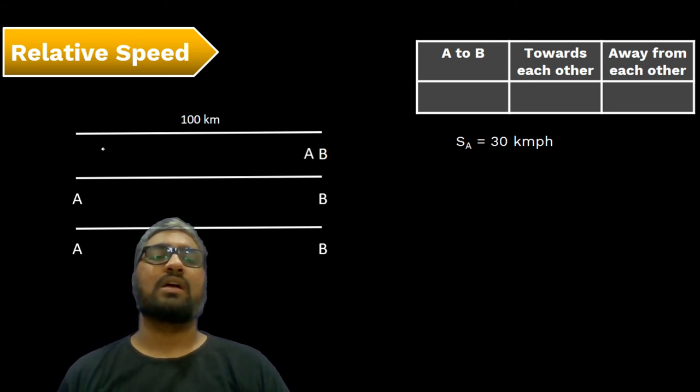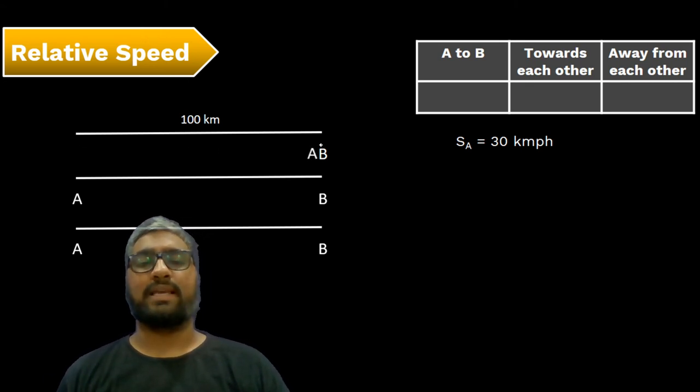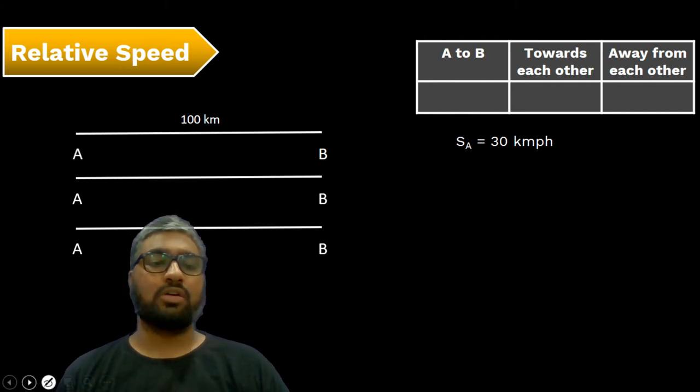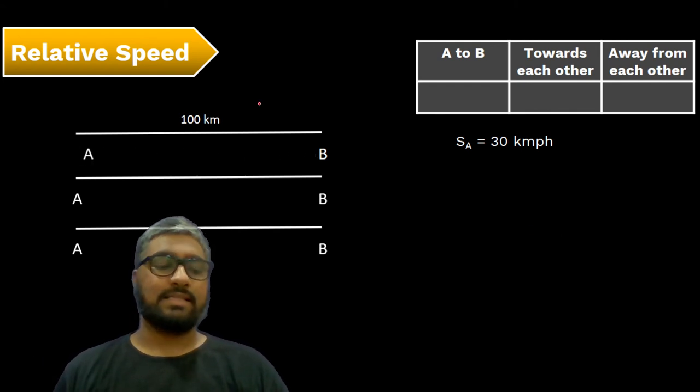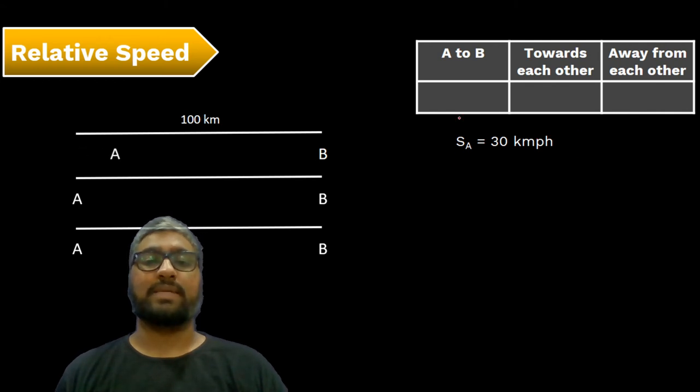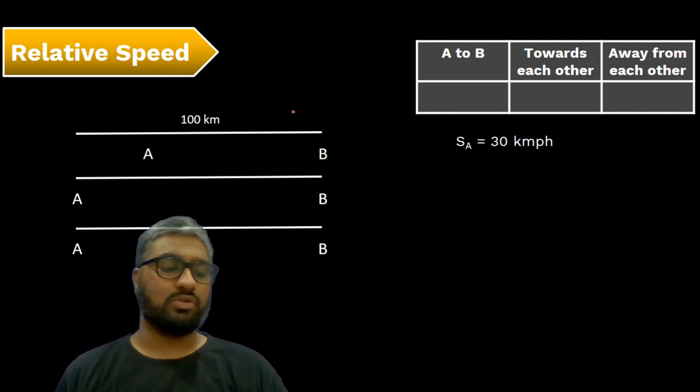So if A goes from his place to B's place, if he covers 100 kilometers at 30 kilometers per hour, then how long do you think he would take to cover that distance, guys? Quick. 100 kilometers is to be covered at 30 kilometers per hour speed. So how long do you think it would take for him to do it?